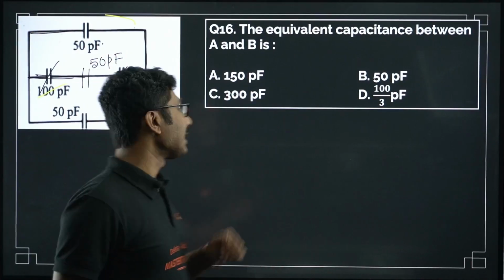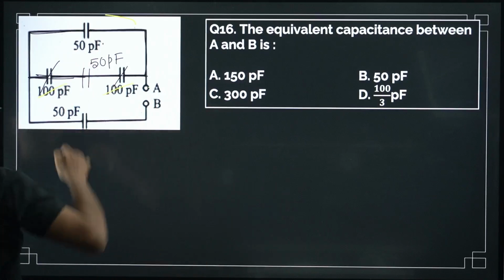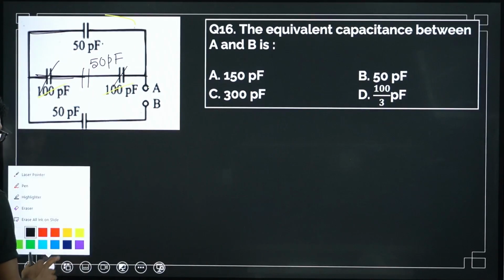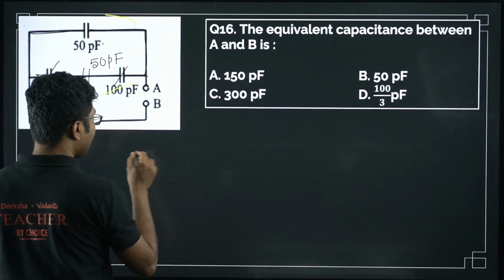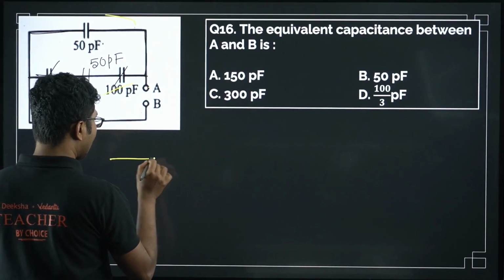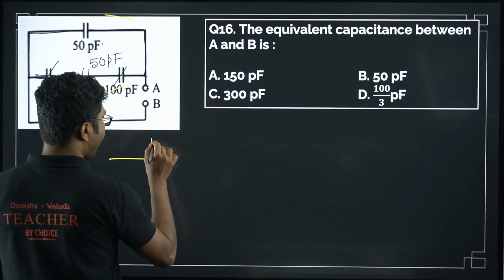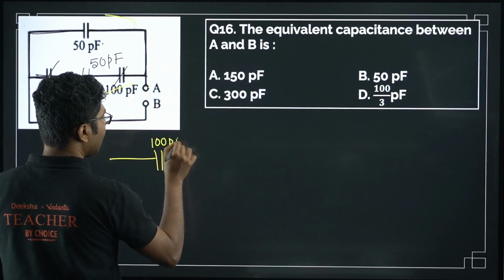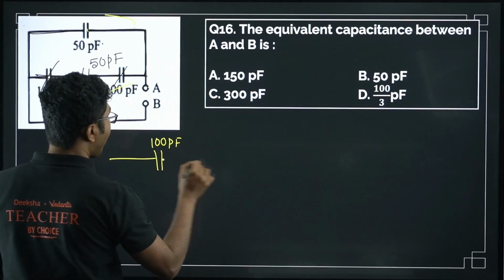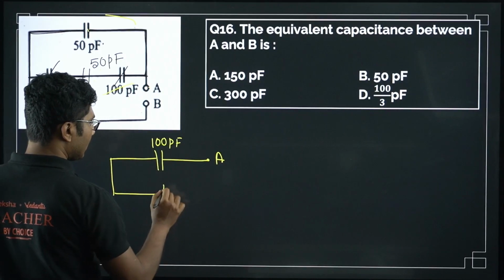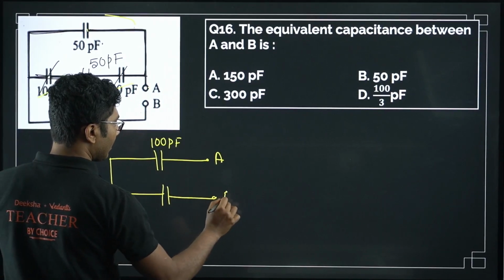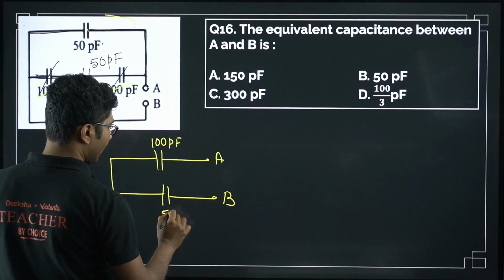So these two are connected in parallel, which means what is the equivalent capacitance? The equivalent capacitance will be the sum of them. In parallel they get added. So 50 plus 50 will be 100. So now we have 100 picofarad, right? These two at A, and this one at the bottom, that is here, that is B. So 100 picofarad, 50 picofarad.